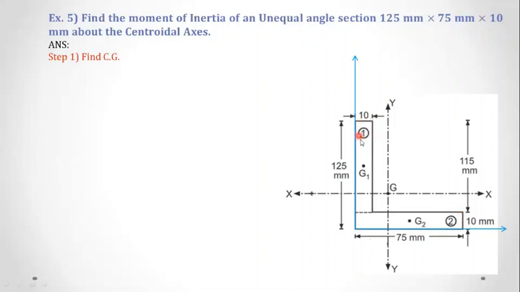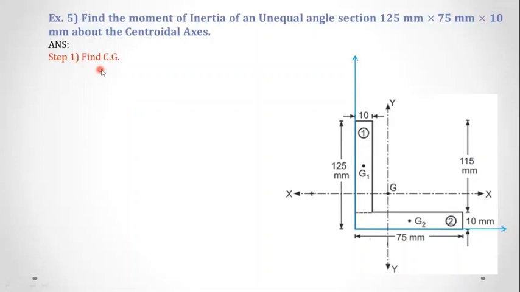Consider the first vertical leg as number 1, which is cut here. We have to cut the first vertical leg from here, and the second rectangle is the horizontal leg. So this is your second rectangle. The first rectangle has its own center of gravity G1, and the second rectangle has its own center of gravity G2 here. This distance will be 115 mm because it's 125 minus the 10 mm thickness of the horizontal leg that we cut, so you get the depth of the first rectangle as 115 mm.